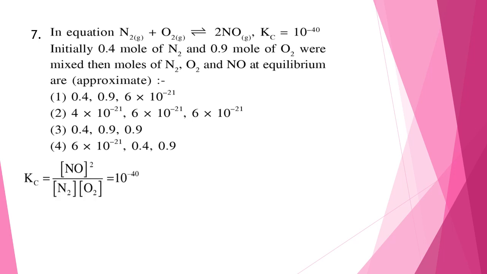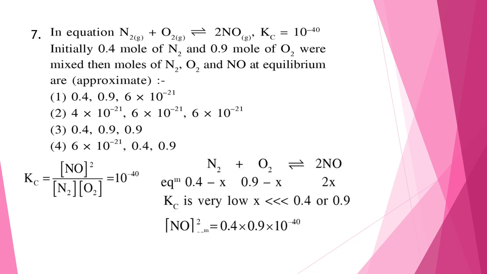So this is the formula of Kc. Kc will be NO whole square divided by N2 into O2, and that is given as 10 to the power minus 40. Now we know that as Kc is very small, it is 10 to the power minus 40. Therefore at equilibrium, N2 and O2 will be approximately equal to 0.4 and 0.9 respectively.